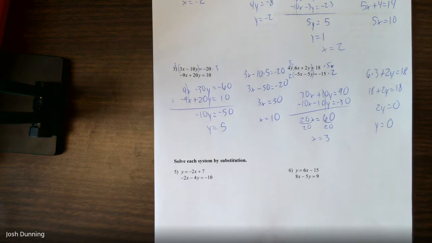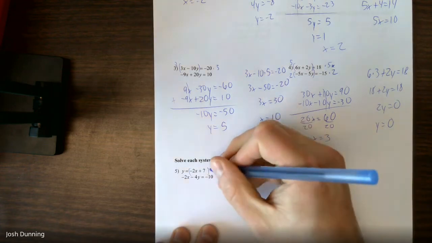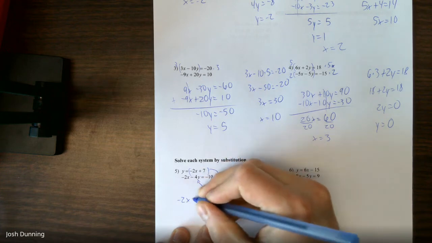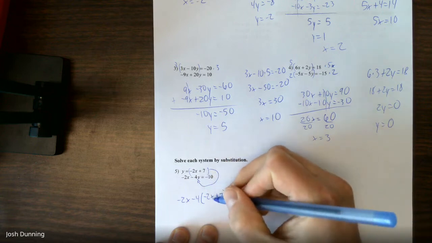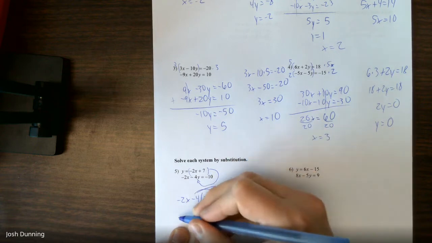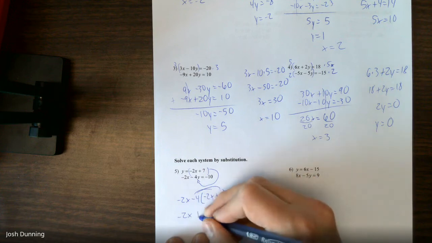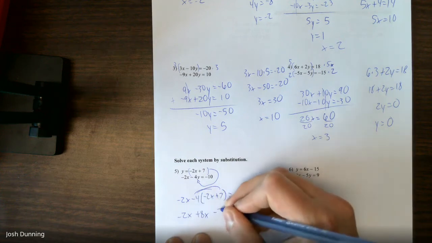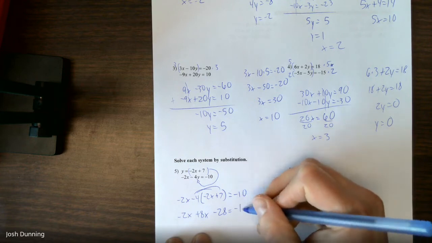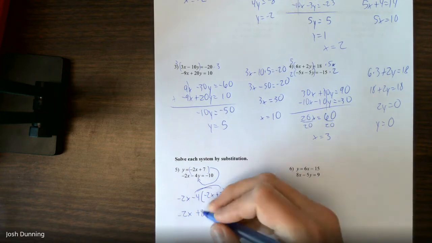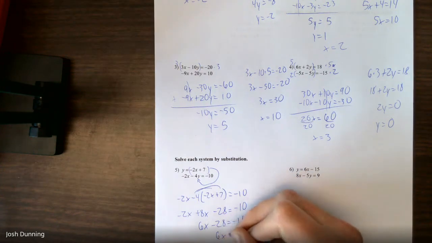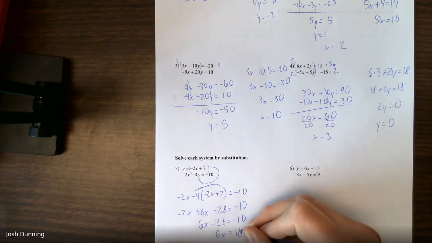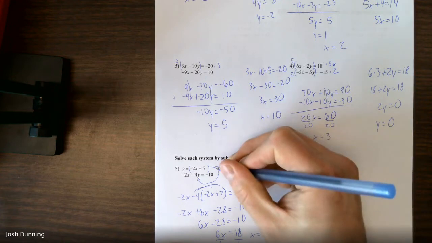All right. Now the bottom is substitution. So we substitute negative 2x plus 7 in for y, completely replacing it. Negative 4 times negative 2 plus 8 minus 28. Negative 2 plus 8 is 6. Add 28. Negative 10 plus 28 is 18. Divide by 6. 3. Plug that in.